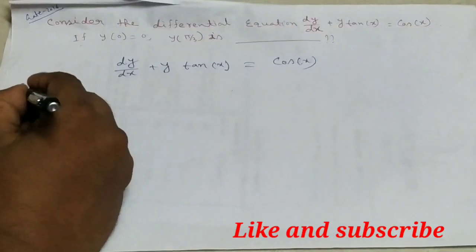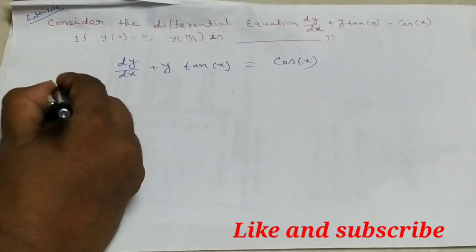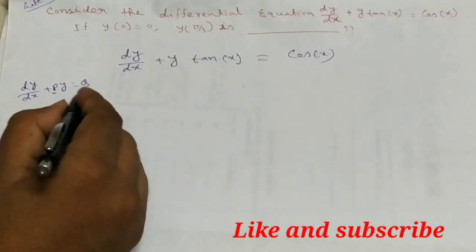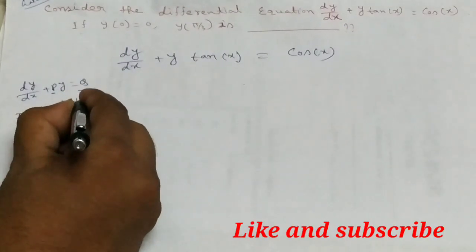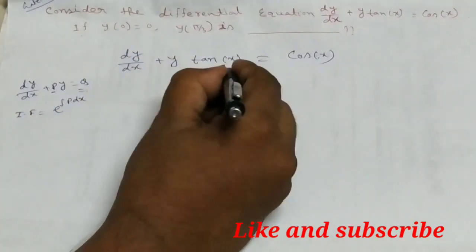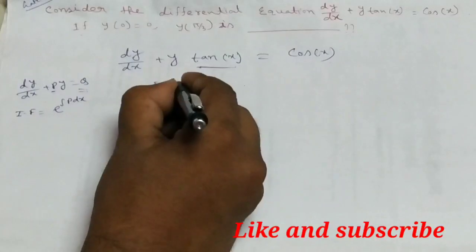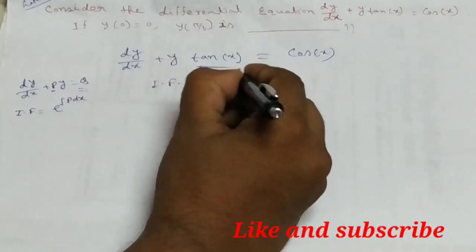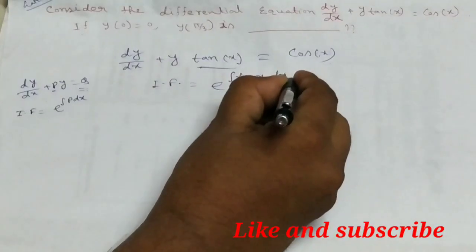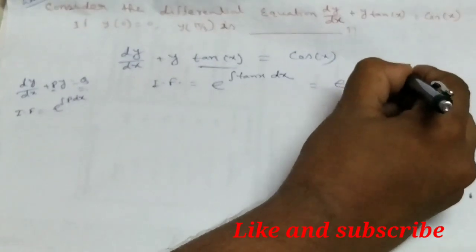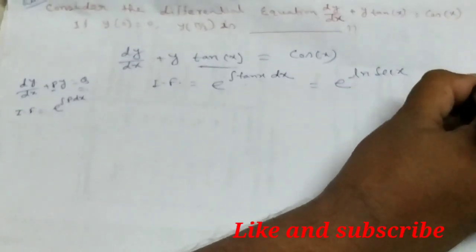We know the first order linear differential equation dy/dx plus py equals q, where p and q are functions of x or constants, and we calculate the integrating factor equal to e to the power integration of p dx. So here the value of p is tan x and the value of q is cos x. So the integrating factor equals e to the power integral of tan x dx, which equals e to the power ln sec x. So the integrating factor equals sec x.